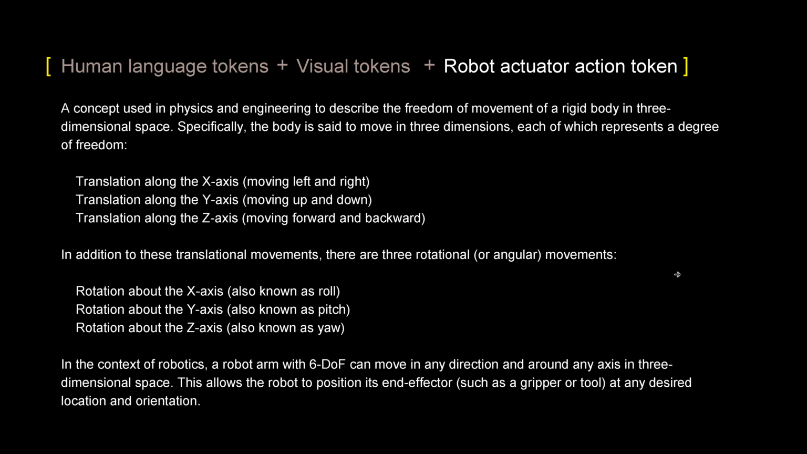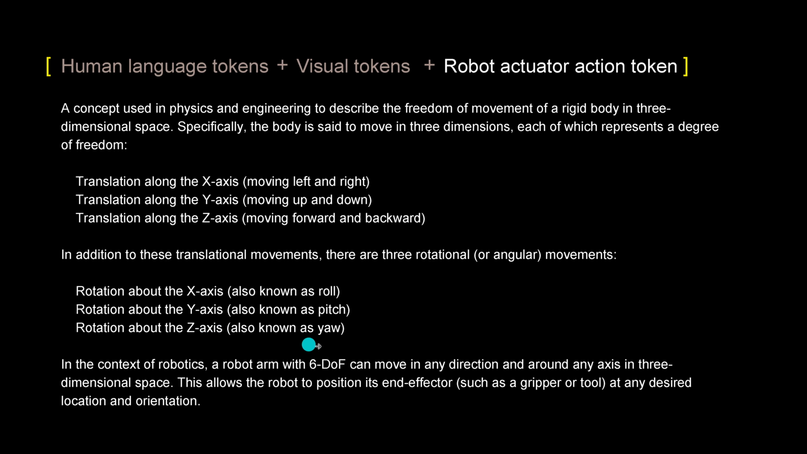What else? This robot actuator action token. Is it complicated? No, it is so simple. As I told you, you have 3 degrees of freedom for translation in theoretical physics, and you have 3 degrees of freedom for rotational bodies. This is it. So you have 6 degrees of freedom, and you can move your robot arm in any direction.